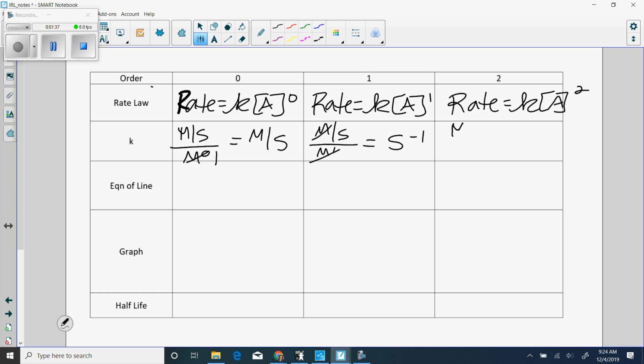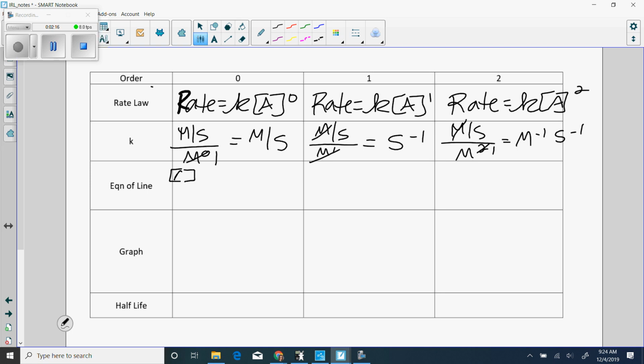If my rate order is 2, I'd be doing this. Tops cancel with bottoms. So I'm left with a molarity on the bottom and a second on the bottom. A per molar per second. And that's always going to be your second point. You get a point for the number and then a point for the unit. Not something you have to memorize because you could always logic through it, but it's just kind of faster if you do remember.